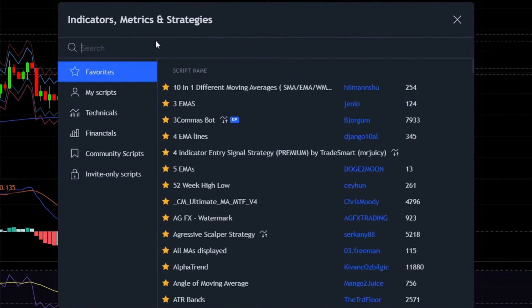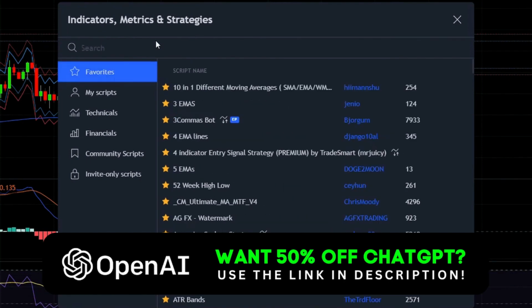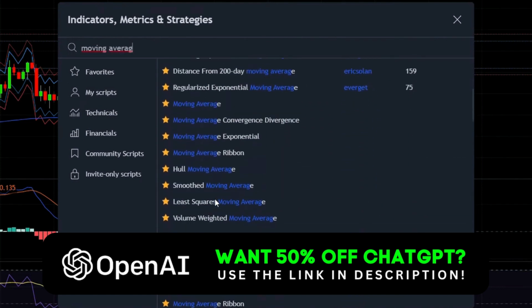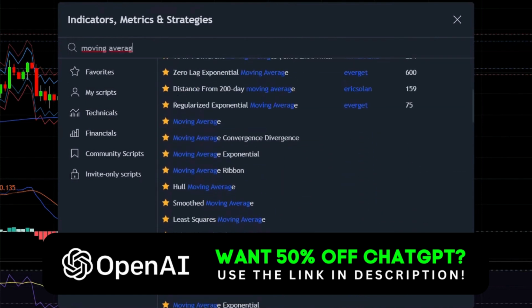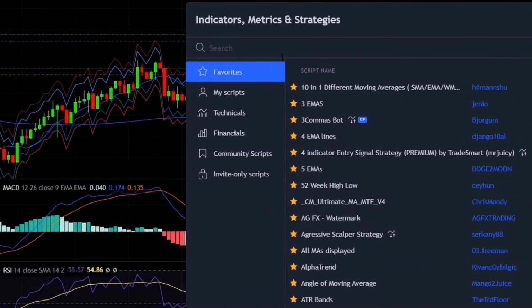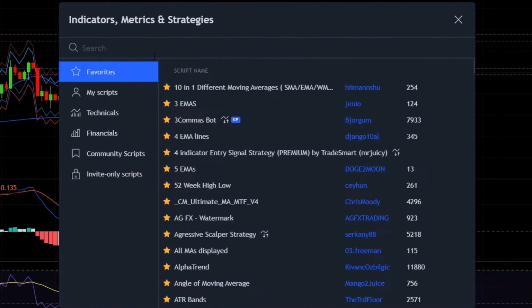And the last indicator which ChatGPT recommended was the moving average. I decided to use a simple moving average, so just type in moving average and click on this one. Moving averages are usually used as a trend filter. So generally we don't want to enter into a long position when the price is under the moving average, and we don't want to enter into a short when the price is above the moving average. Simple as that.